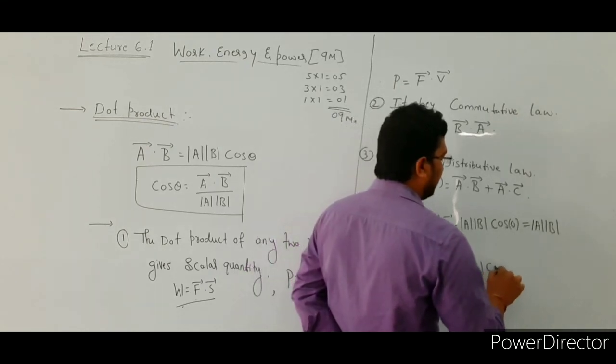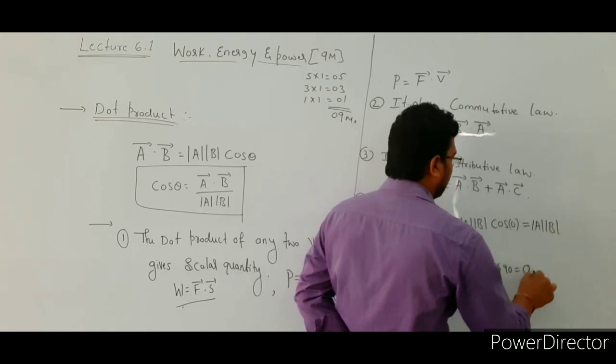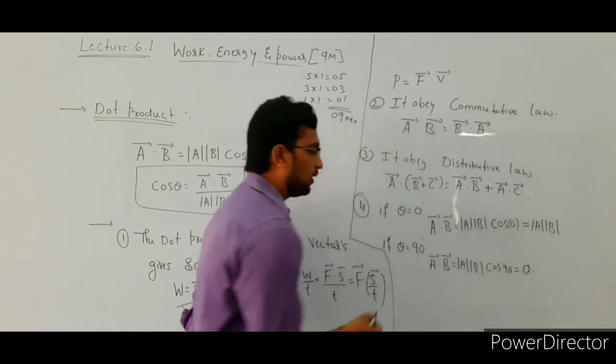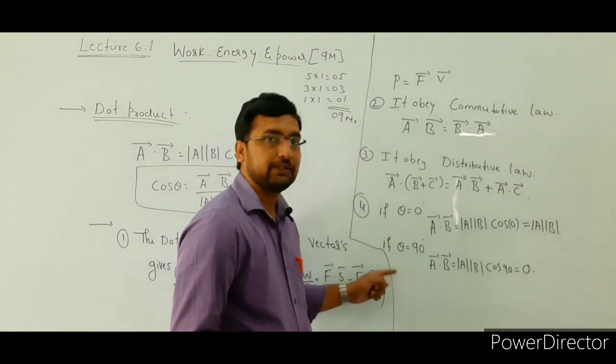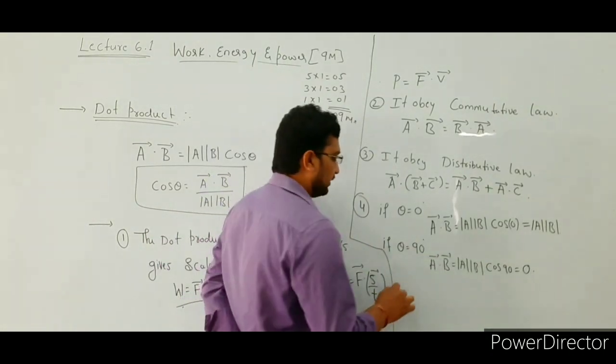Cos of 90 value is 0. Then the dot product of these two vectors, if theta is equal to 90, its value is 0.